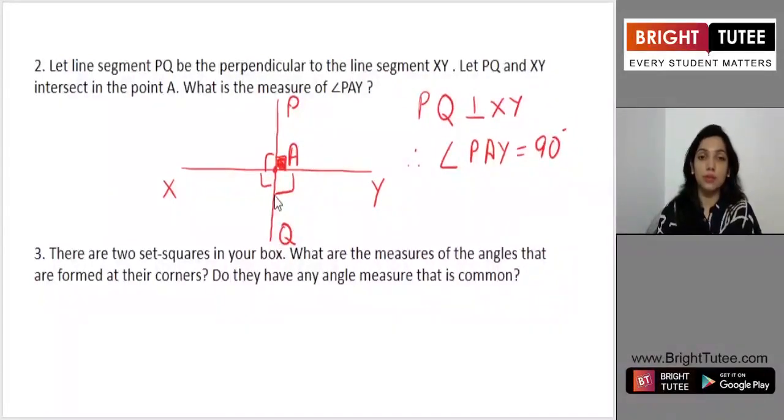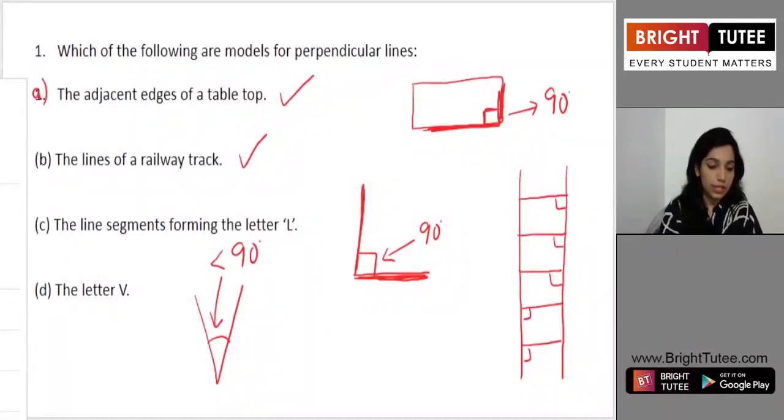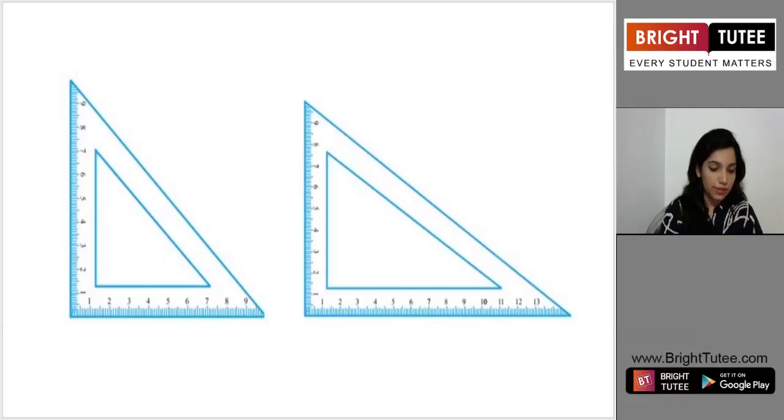Moving on to the third question. There are two set squares in your box. What are the measures of the angles that are formed at their corners? Do they have any angle measure that is common? In order to answer this question, I want you to look at these images. These are the two set squares that you will find in your geometry box. If you have your geometry box with you, I would suggest that you please open it up and see these set squares here.